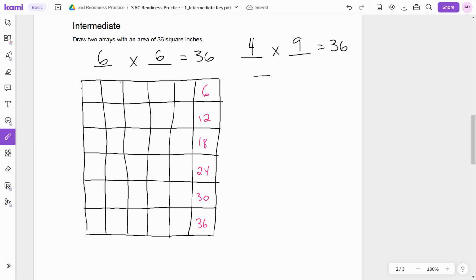So it's not going to be as wide. I knew my 6 times 6 was going to be a square because I'm using the same factors. 4 times 9 is going to be a lot longer.